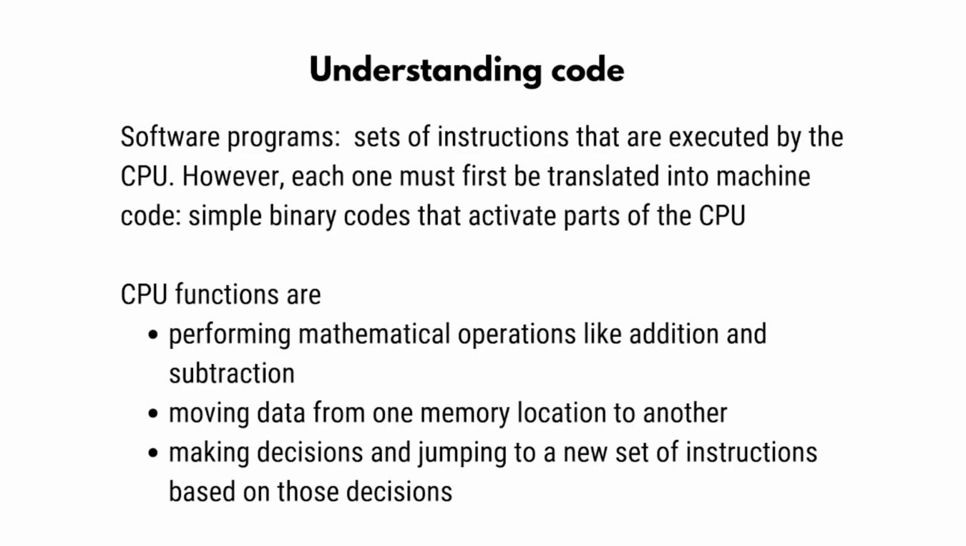Now we're going to some hardware and conceptual things that don't require actual coding. So, understanding code. Software programs are sets of instructions that are executed by the CPU. However, each one must first be translated into machine code, which are simple binary codes that activate parts in the CPU. More on that later. The CPU's functions are performing mathematical operations like addition and subtraction, moving data from one memory location to another, what we just did in arrays, and making decisions and jumping to a new set of instructions based on those decisions.